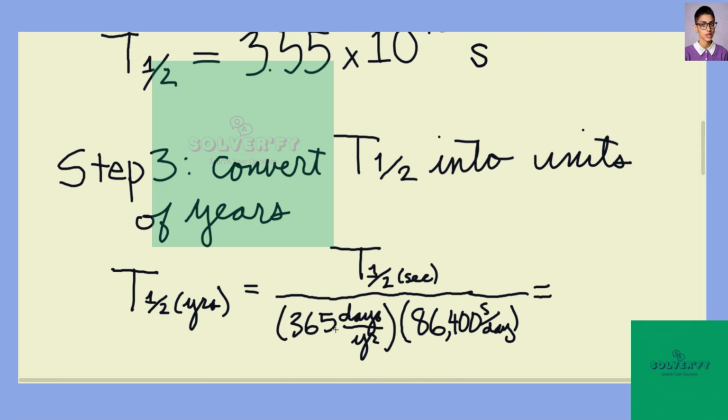I do it as follows. There are 365 days in a year, and there are 86,400 seconds in a day. So doing this division, we find that we are left with 1.1 times 10 to the 11th years for the half-life of samarium-147. And that's our answer.